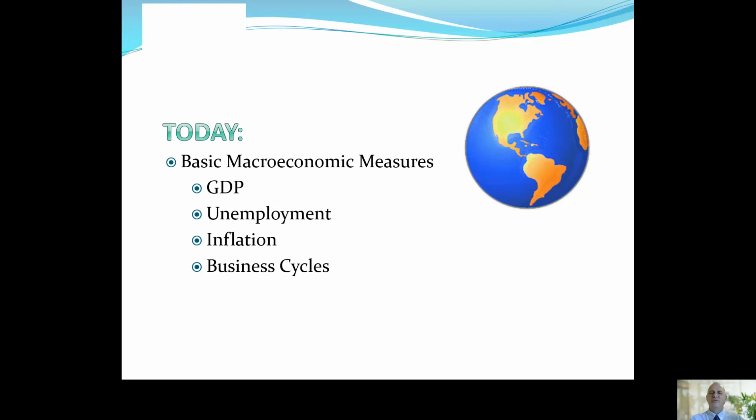I'll do a little review of what you should have picked up from the first chapter before we begin talking about some of the basic macroeconomic measures that we use to describe our economies.